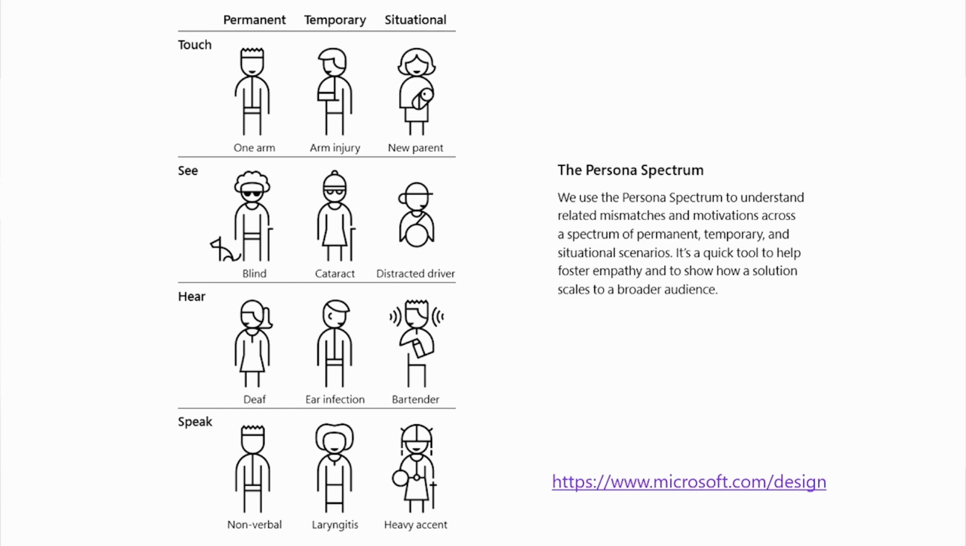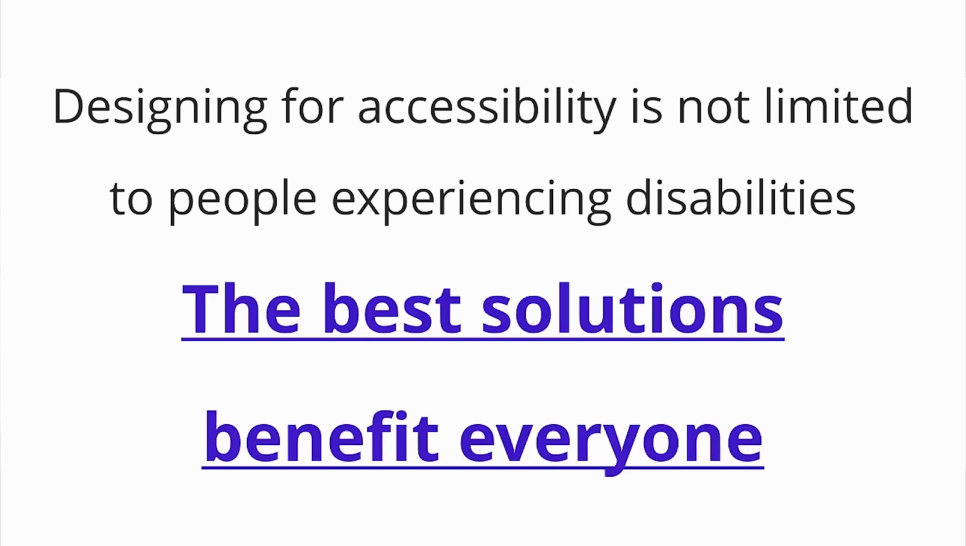And despite the different scenarios and situations people have, you can see how people in different situations can benefit from the same solutions. For example, someone who is blind and someone who is a distracted driver can both benefit from a GPS that tells us where to go out loud. So you can see that designing for accessibility is not limited to people experiencing disabilities. The best solutions benefit everyone.